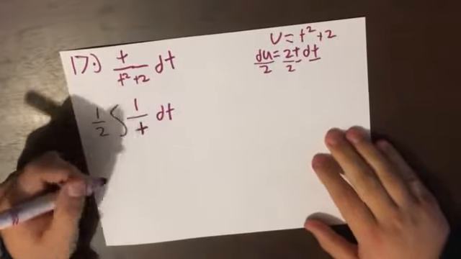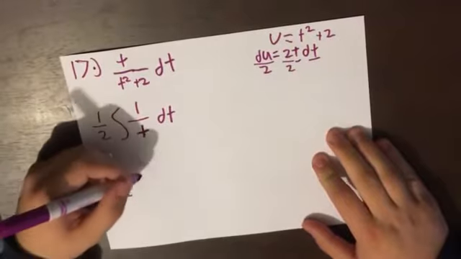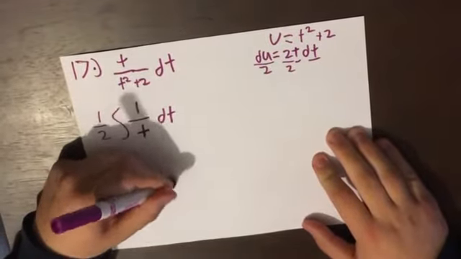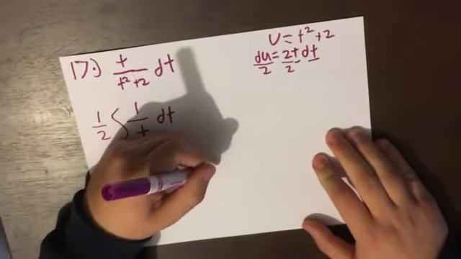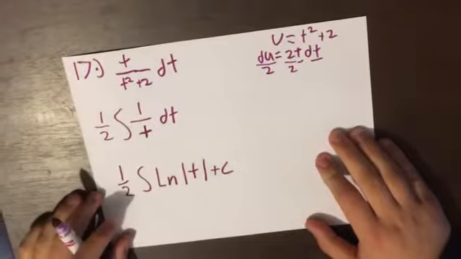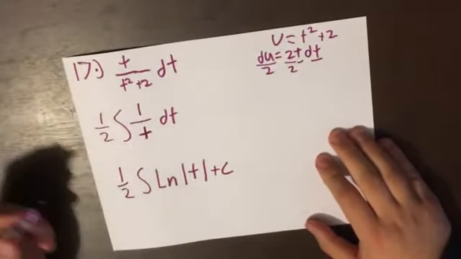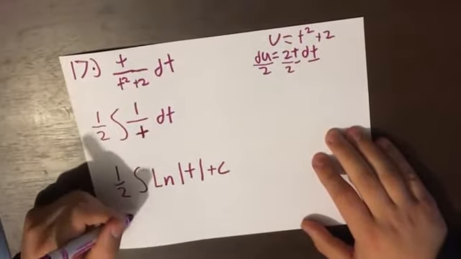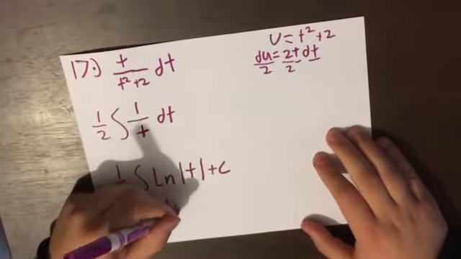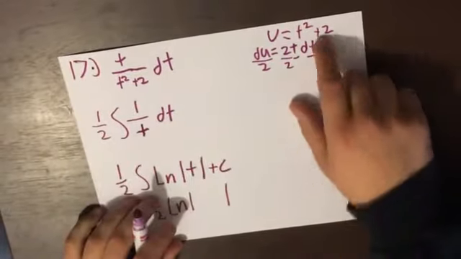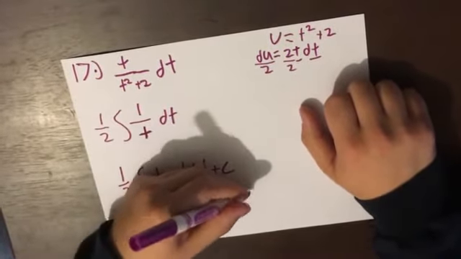So basically all this is going to be, I know it's weird, but bear with me, 1/2 natural log of the absolute value of t plus c. So u and t, same thing. I know I wrote u up here, but that's basically the same thing. So when this is all simplified, it's going to be 1/2 the natural log of our u value, which is t squared plus 2, plus c.